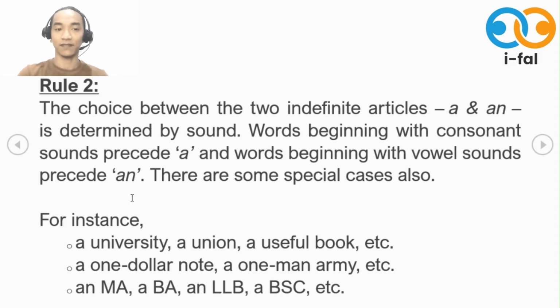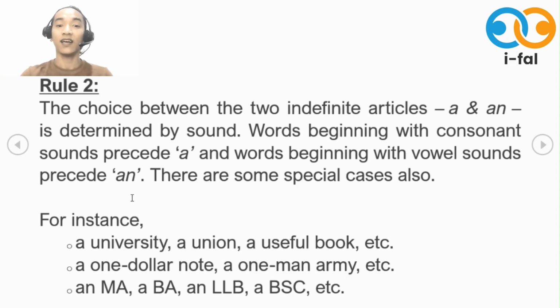If the next word begins with a consonant sound, you use the article a. And if the next word begins with a vowel sound, then use an. The vowel sounds are a, e, i, o, u, and the rest of the letters are your consonant sounds. Please take note. Do not look at the spelling, but pay attention to the sound.